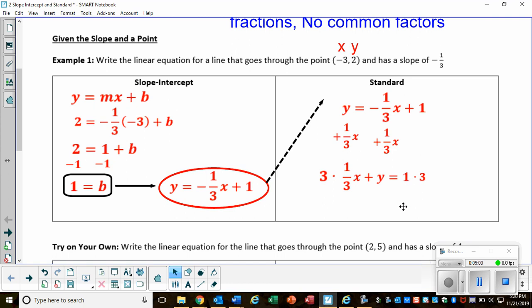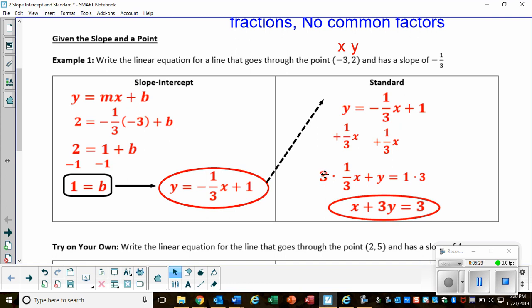1 times 3 gives me 3. So my standard form is actually x plus 3y equals 3. And that is my final answer. Okay? If there was a negative in front, I would just multiply every term by -1 to get rid of the negative in front. So making sure that that number was positive. Okay? If there was a fraction anywhere else, I would multiply by the denominator of that fraction.